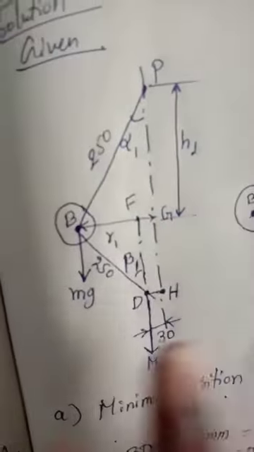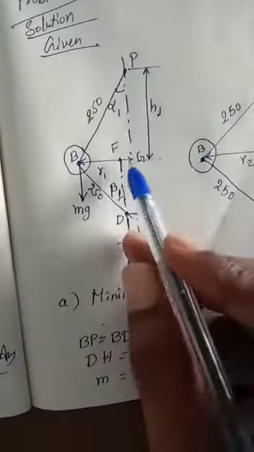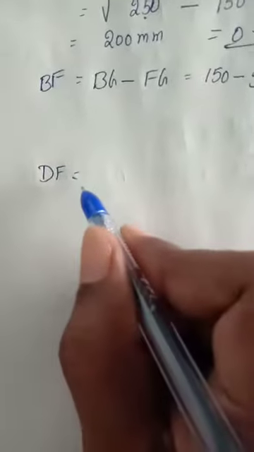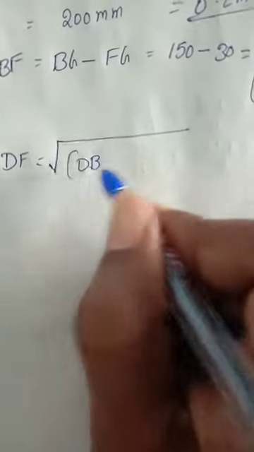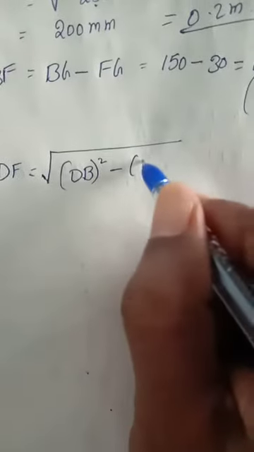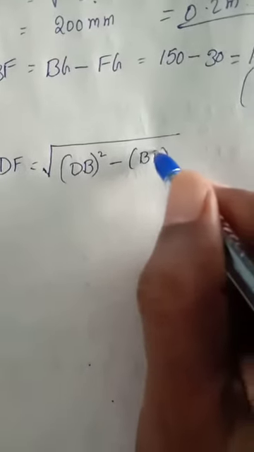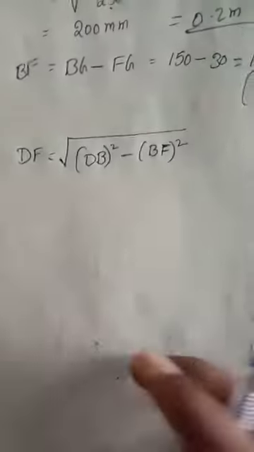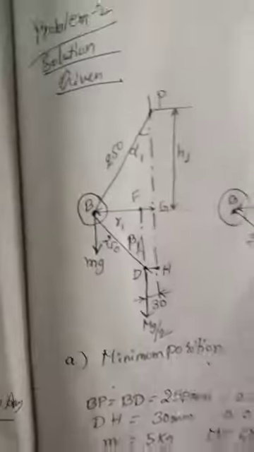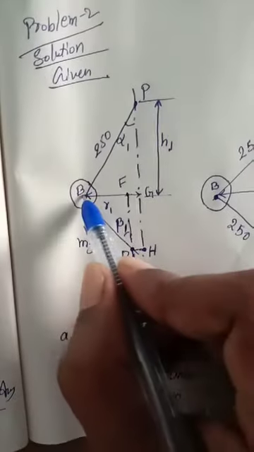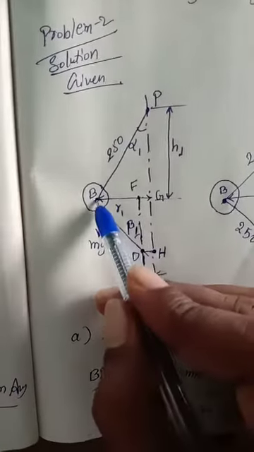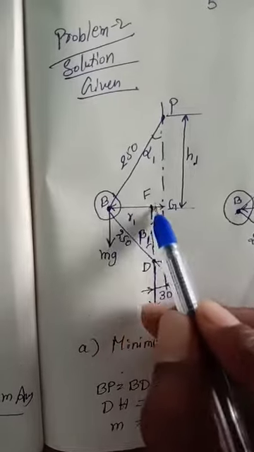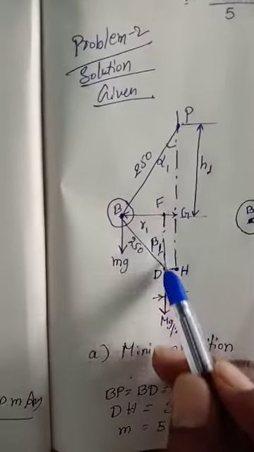So see the picture in here, DF. Now DF is equal to root of DB square minus BF square. Now see this picture, DB square minus BF square. This is the triangle. You can take this triangle.